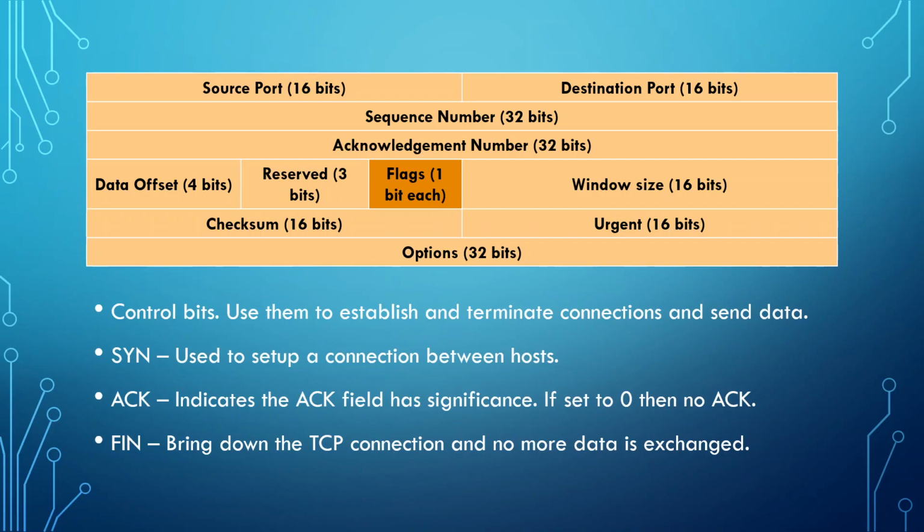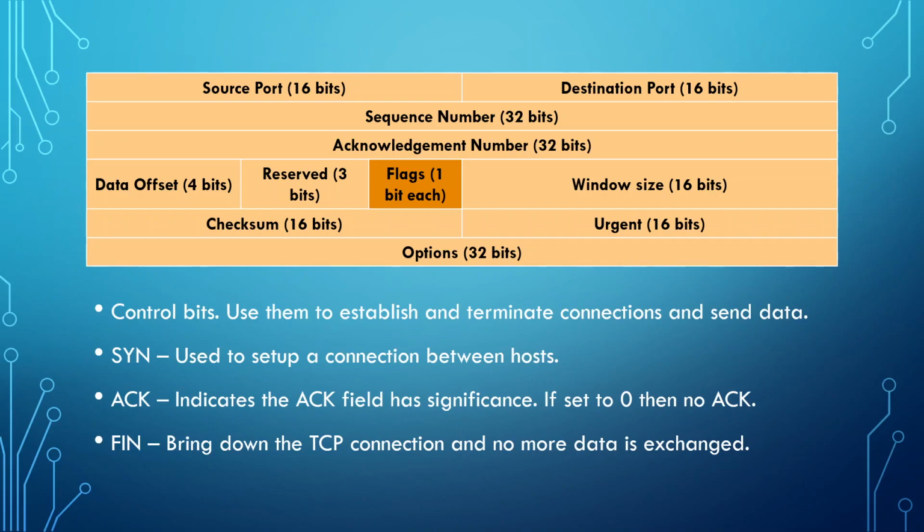We have the flags field, which is 9 bits in length because it holds 9 flags, and there's 1 bit for each flag. The flag fields are used for control bits, so they're used to establish and terminate connections and also send data. We have the SYN flag, which is used to set up a TCP connection between hosts. We have the ACK flag, which indicates that the acknowledgement field has significance, but also if it's set to 0, it means that we are not acknowledging receipt of any traffic.